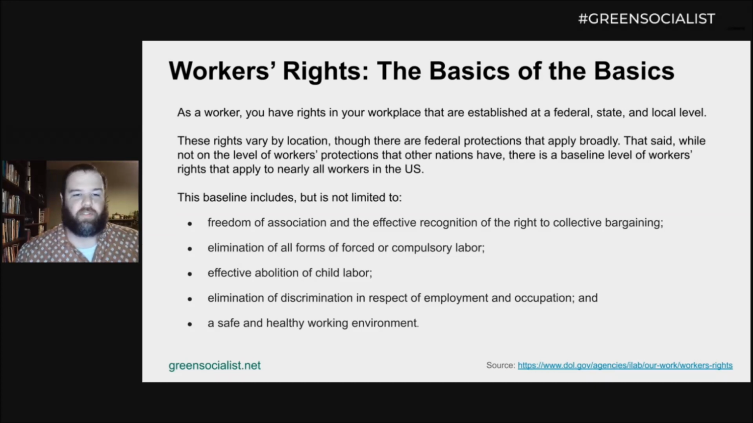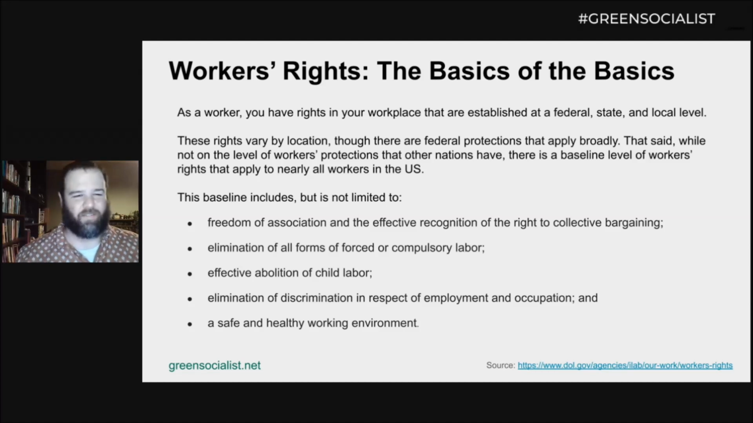The baseline rights also include the elimination of all forms of forced or compulsory labor. There's a little asterisk out there with the 13th Amendment that allows for slavery and forced, compulsory labor to continue within prison systems. But in the general economy, you have the right to not be forced to work. The effective abolition of child labor, again, right?